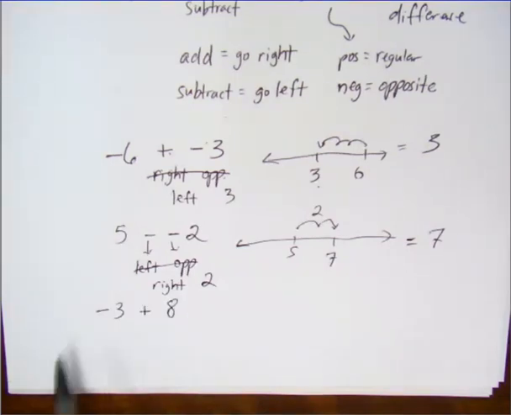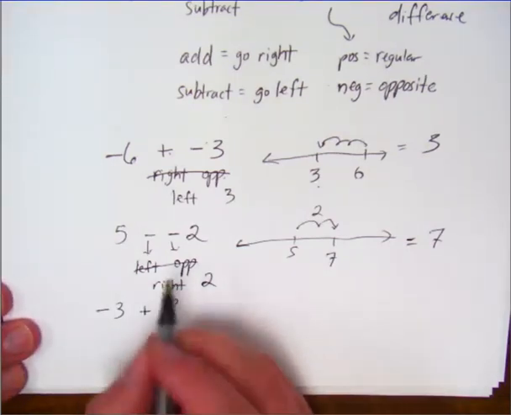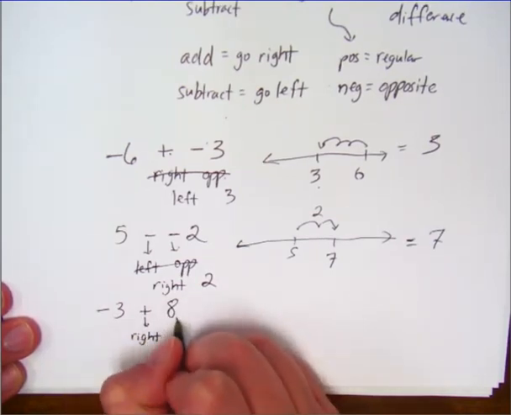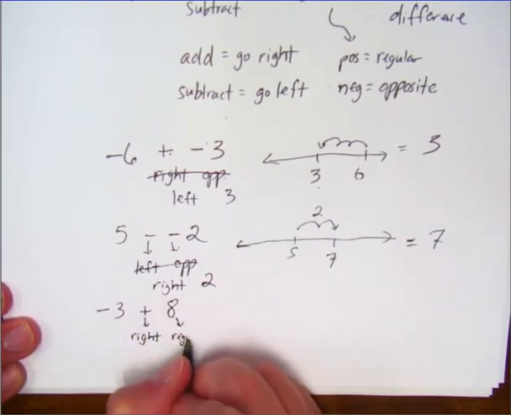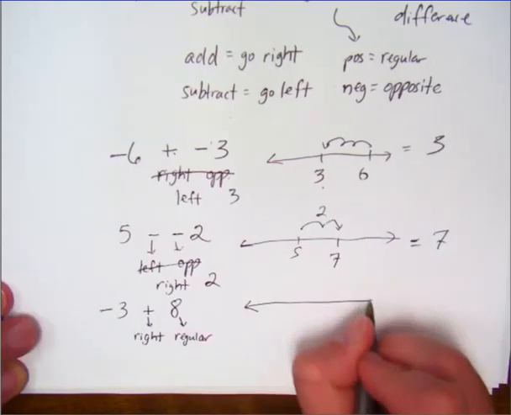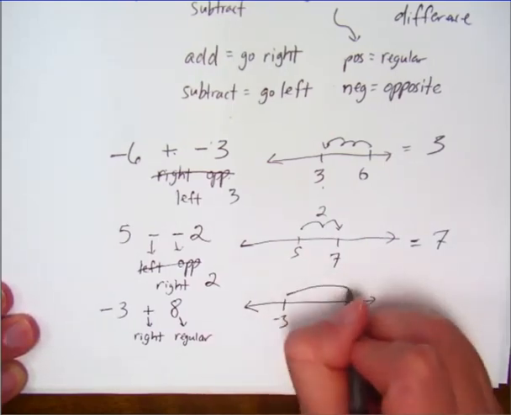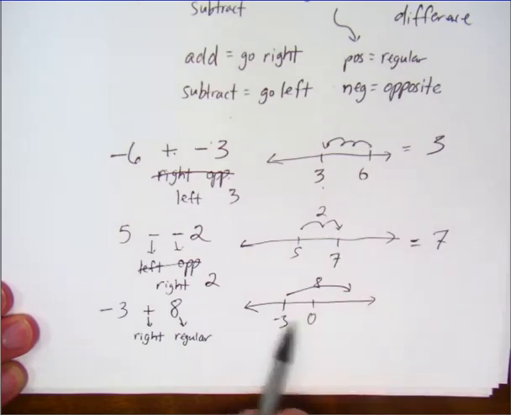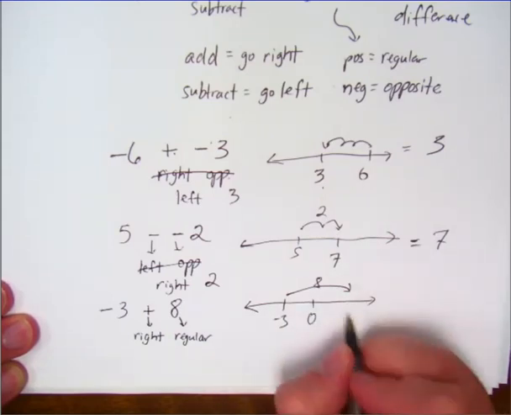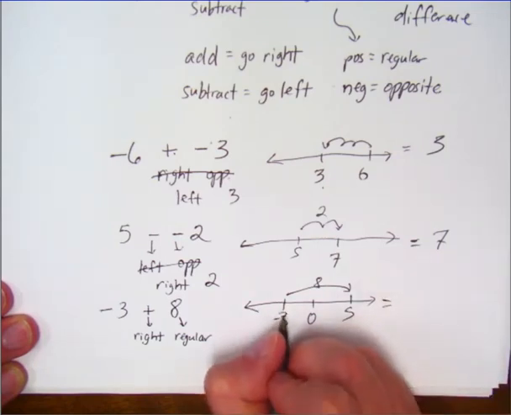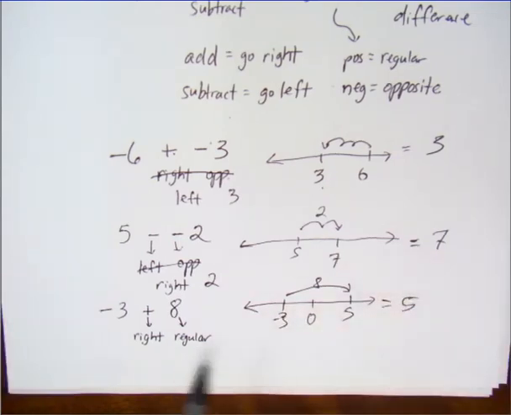Final example, -3 plus 8. Again, the starting point is -3, and plus we're going to say means to go right. Because this is a positive number, we're just going to do it regular, so we just go regular right. There's no opposite or anything. So starting at -3, we're going to go right by 8. That means we're going to go past 0. So that's 3 spaces, and then we need 5 more spaces, which puts us at +5. So this will equal +5.